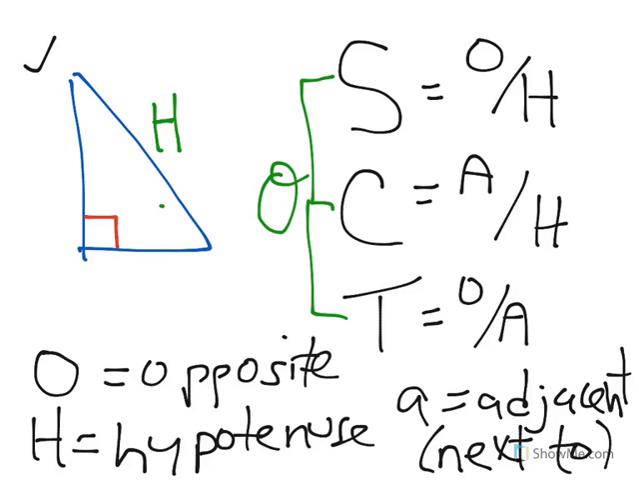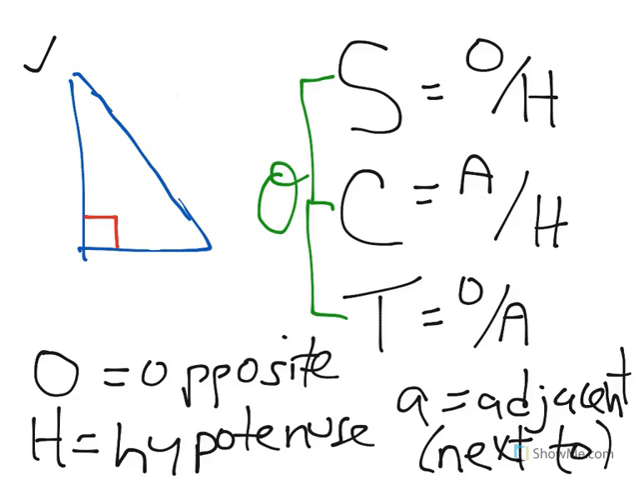So let's say I pick this angle to be theta. What's opposite that angle? Well, opposite is across from it, and that's across from it. So we have our hypotenuse, we have our opposite. That leaves one and only one thing to be our adjacent. There's our adjacent side.